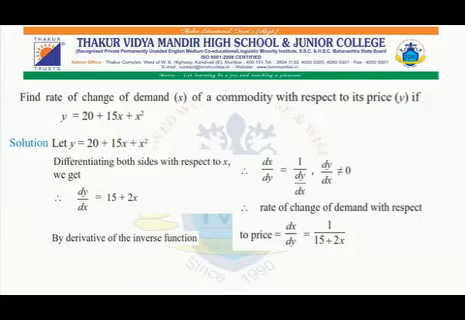Now by the derivative of the inverse function we have dx upon dy equals 1 upon dy by dx, where dy by dx is not equal to 0. Therefore the rate of change of demand with respect to price, dx upon dy, equals 1 upon 15 plus 2x.